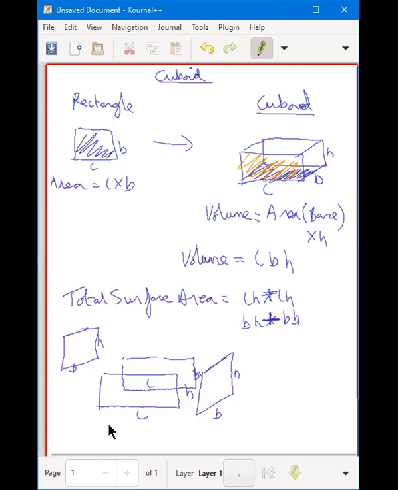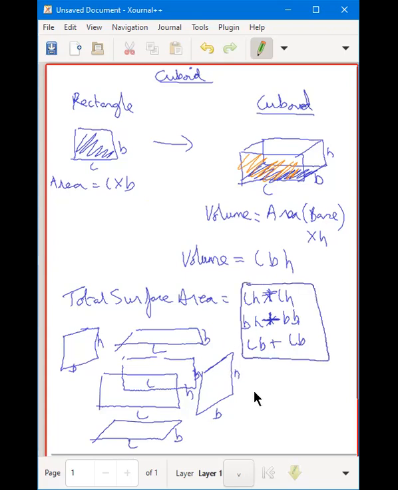And now looking at the lower side, we have the base over here, which is L into B. And we have the top over here, which is again L into B. So we'll have LB plus LB. If we combine all 6 faces like this, we'll get the total surface area. So this I can write as LH plus LH will become 2LH. This will become 2BH, and this will become twice of LB.